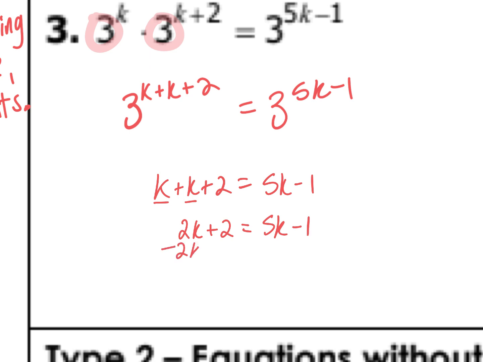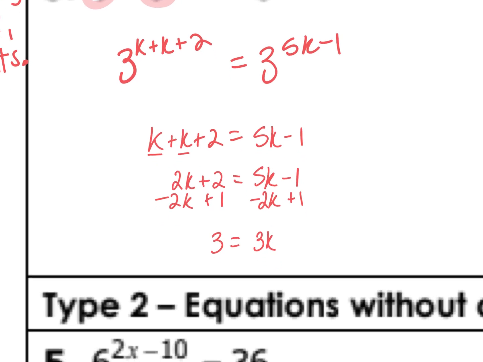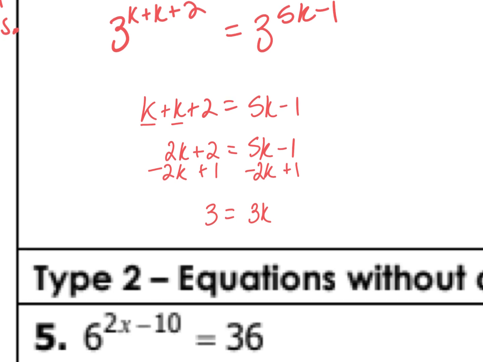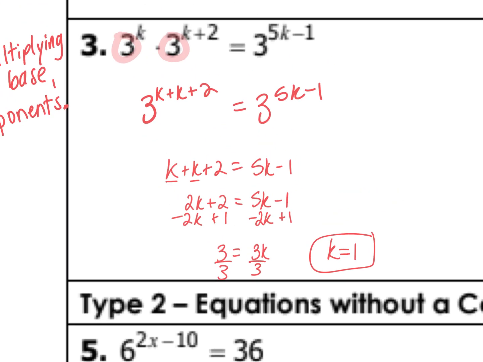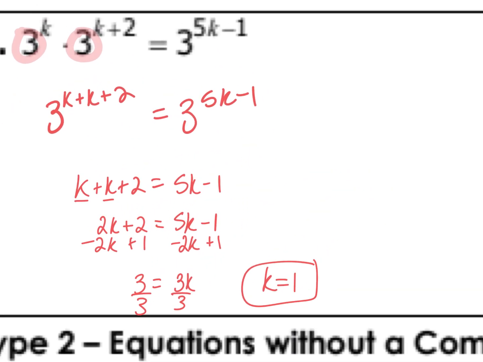Subtract 2k. Okay, so I have 3k over here. I also need to add the 1 over. Good. I'm just going to do that all in one step. And then I need to divide by 3. And my answer is 1. Cool. What questions do you have there?